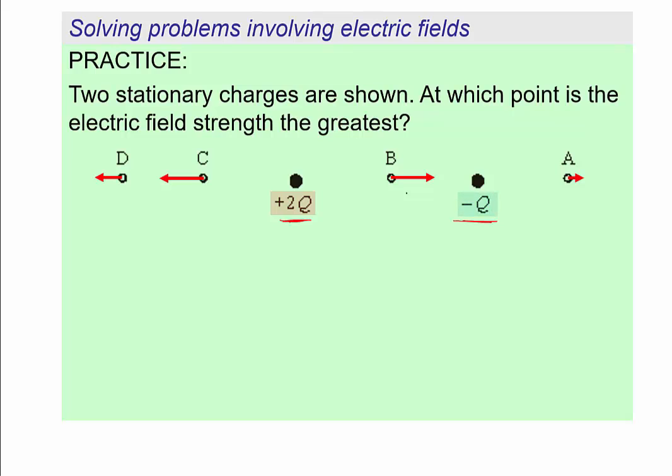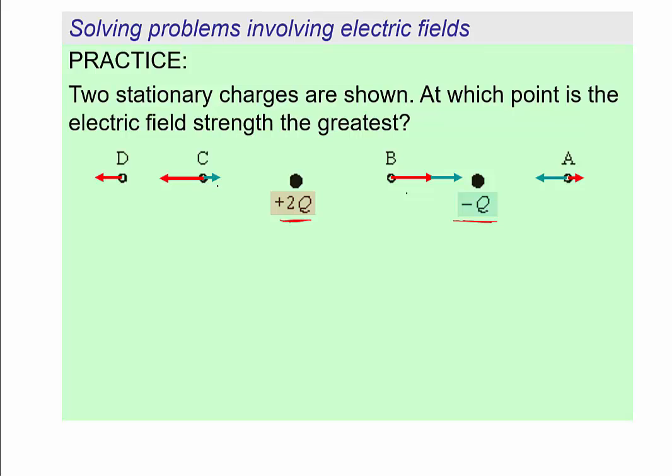Let's consider now the field due to this negative Q charge here. And you can see at point B, a positive test charge would be attracted to that negative Q, and so it would be in this direction, same electric field direction as for the positive 2Q, so those two would add together. At point A, it would also be attracted back to that negative Q charge, so these would cancel each other out somewhat.